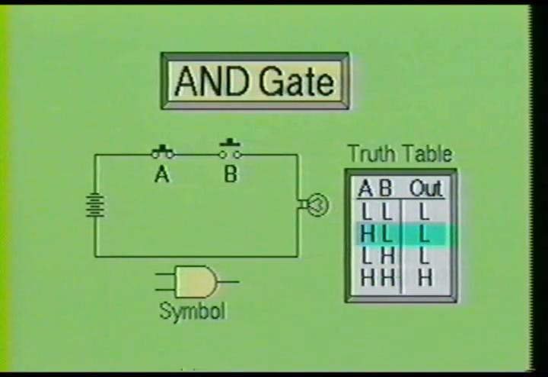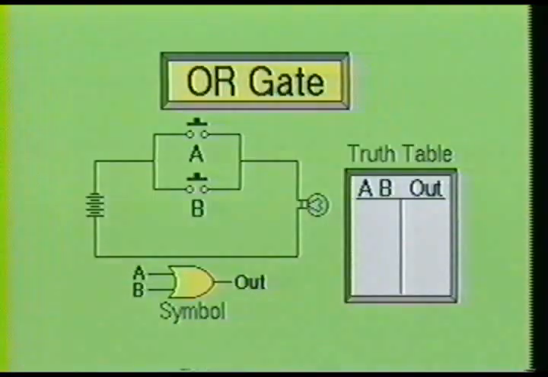Now let's look at the OR gate. Here we see the OR gate being represented by a simple circuit consisting of a battery, two switches, and a lamp. But this circuit is different from the one previously shown in that switches A and B are now in parallel. Also shown in this illustration is the symbol for the OR gate as well as the truth table. We will now examine this circuit to see how it works.